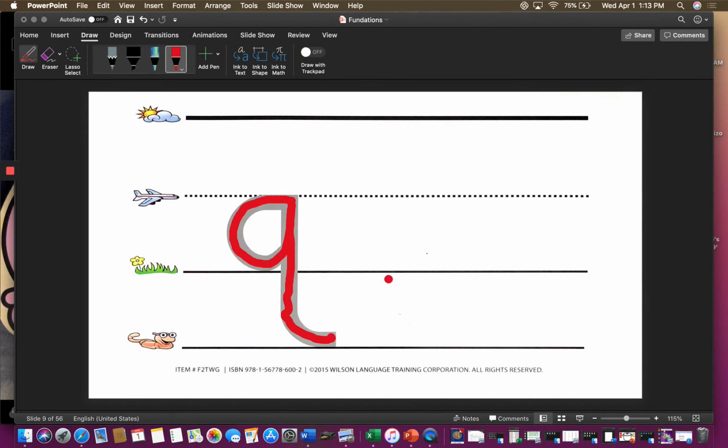Now let's try that again. Point to the plain line, trace back and go down to the grass line, around, back up to the plain line, trace back down to the worm line, and point up. Q, queen, qua.